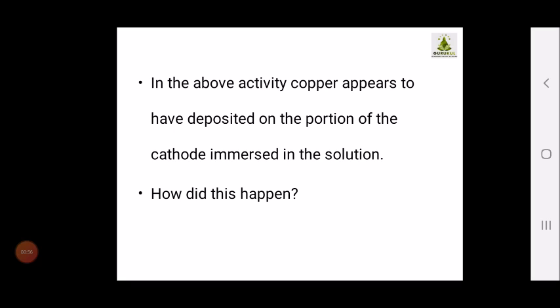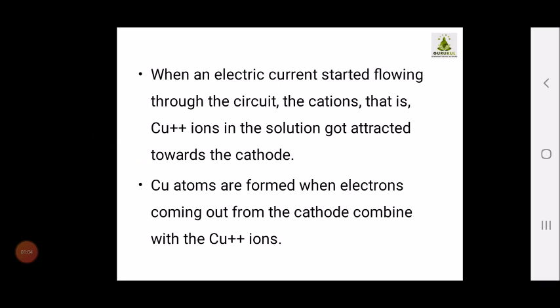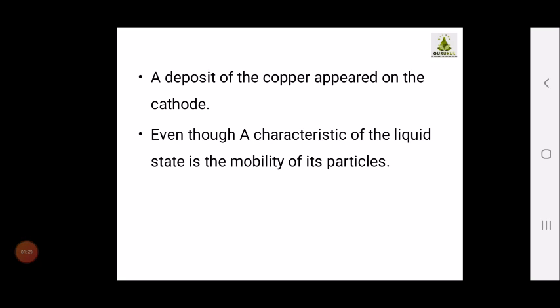In the above activity, copper appears to have deposited on the portion of the cathode immersed in the solution. How did this happen? When an electric current started flowing through the circuit, the cations, that is Cu2+ ions in the solution, got attracted towards the cathode. Cu atoms were formed when electrons coming out of the cathode combined with Cu2+ ions.